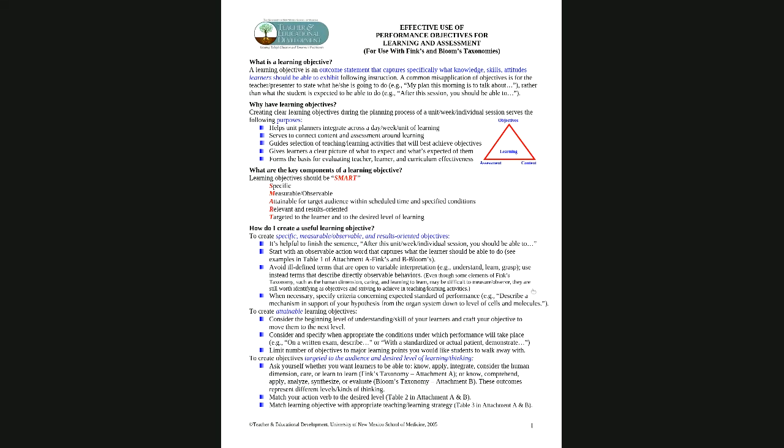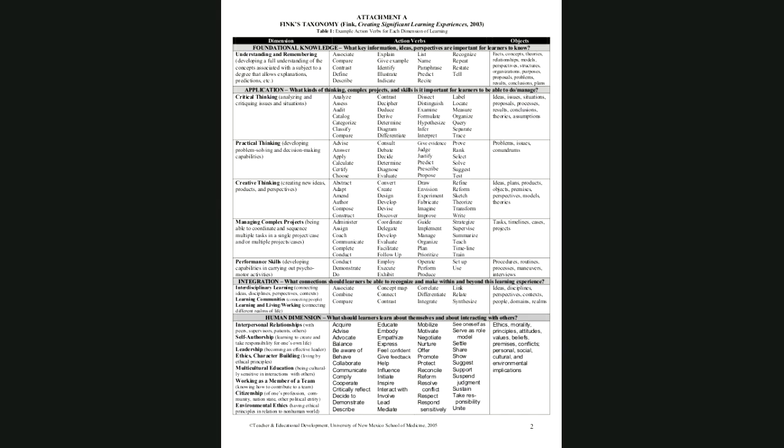This uses not just Bloom, but also one called Fink. Let me just make this a little bit bigger for you. Everybody should have this handout; it was sent to you. At the front of the handout, it talks about the key components of a learning objective. Then on the second page, this is Fink's taxonomy. It's not Bloom, but the principle is almost the same, where Fink has foundational knowledge, understanding, and remembering. These are some of the words that you can use to develop your learning outcome.